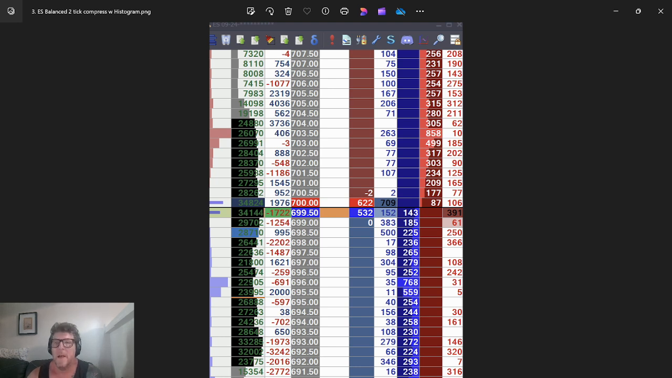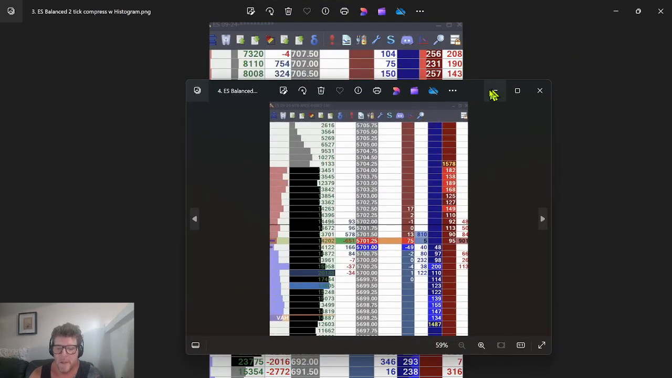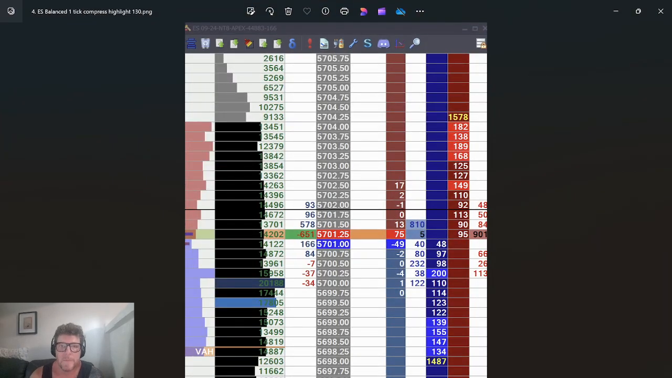Let's see if I can find another example of what we're talking about. We're on number three here. I think the next one is going to be my actual trading DOM. And this is the one tick compression.